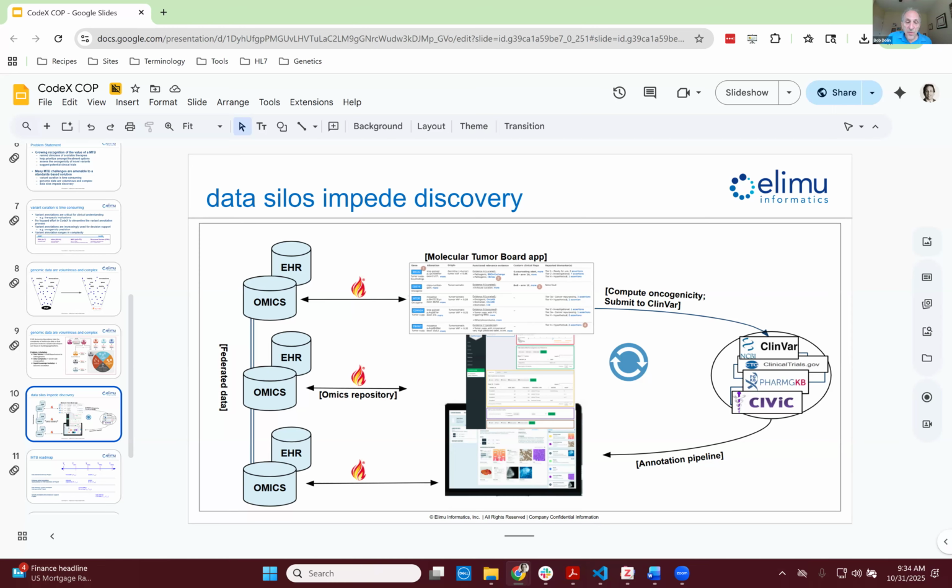multiple EHRs using multiple molecular tumor boards can not only be part of a learning health system model, but can also be leveraging advanced molecular data to drive their applications, while also storing that molecular data in federated repositories that further enable research and add yet another layer to the learning health system model, if you will. So this is kind of where we want to go.